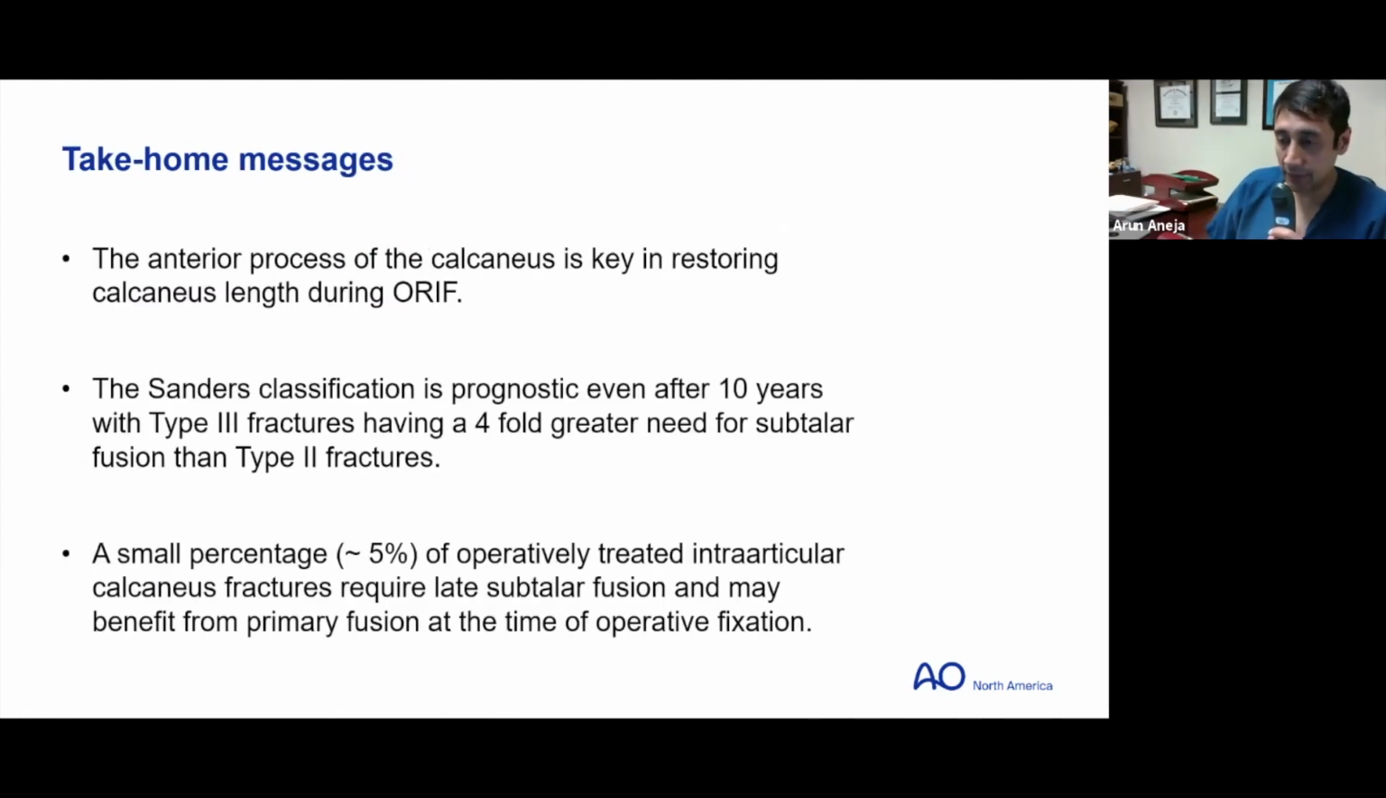Thank you to the moderators as well as the guest faculty that joined. Some of the take-home messages: the anterior process of the calcaneus is key to restoring calcaneus length and foot shape during open reduction internal fixation. The Sanders classification is prognostic even after 10 years, with type 3 fractures having a 4-fold greater need for subtalar fusion than type 2 fractures. A small percentage of operatively treated intra-articular calcaneus fractures require late subtalar fusion and may benefit from primary fusion at the time of operative fixation.